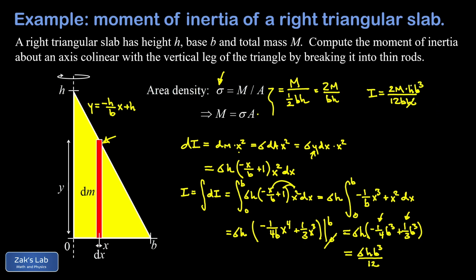So now the h's are going to cancel. One of the b's cancels, leaving me with a b squared in the numerator, and a 2 cancels, leaving me with a 6 in the denominator. And we arrive at our final expression for the moment of inertia. That's 1/6 mb squared, and that agrees with our previous result, so we're happy.